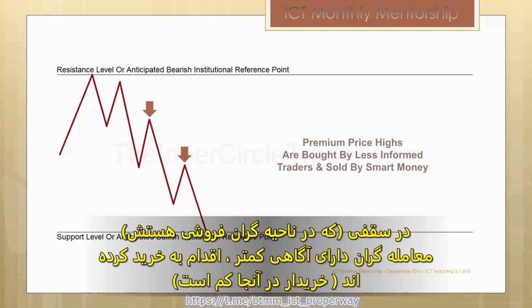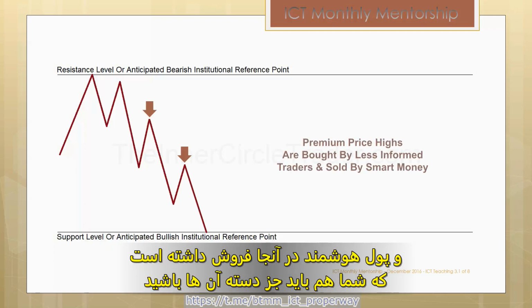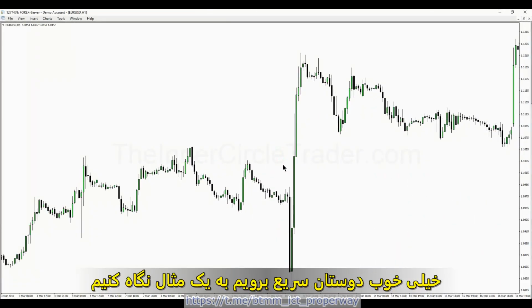Premium price highs are bought by less informed traders and sold by smart money. Which are you going to be grouped in? Okay, folks, we're going to look at a quick example.